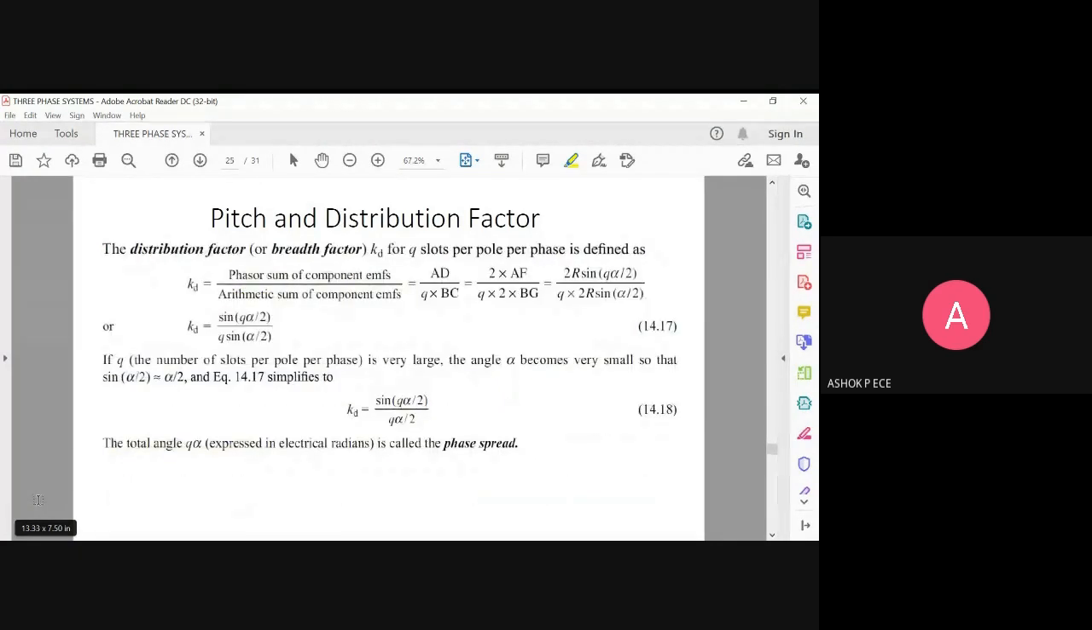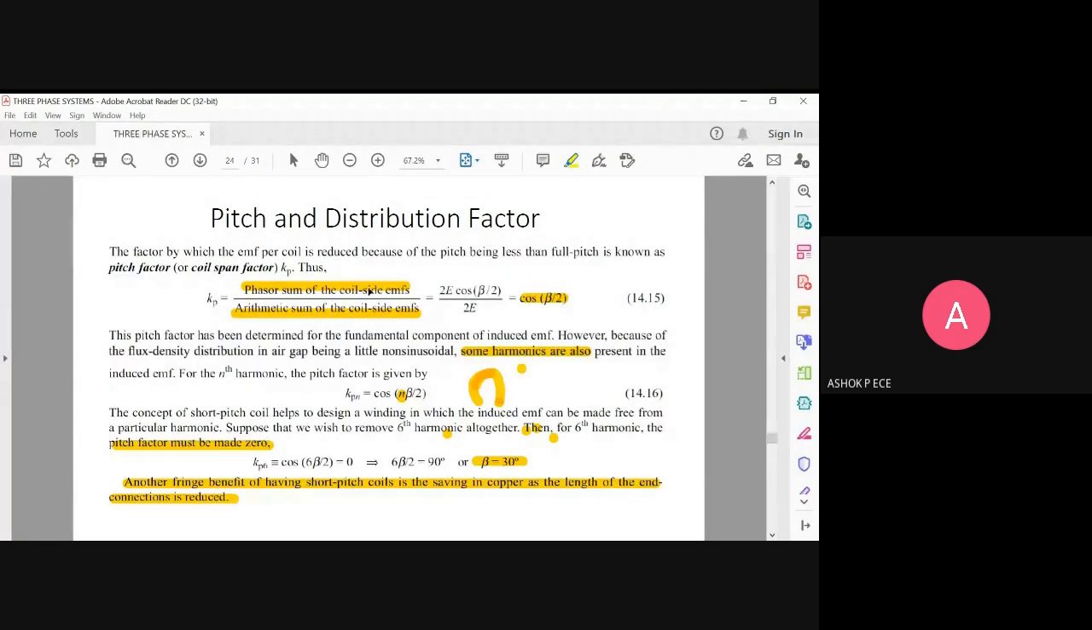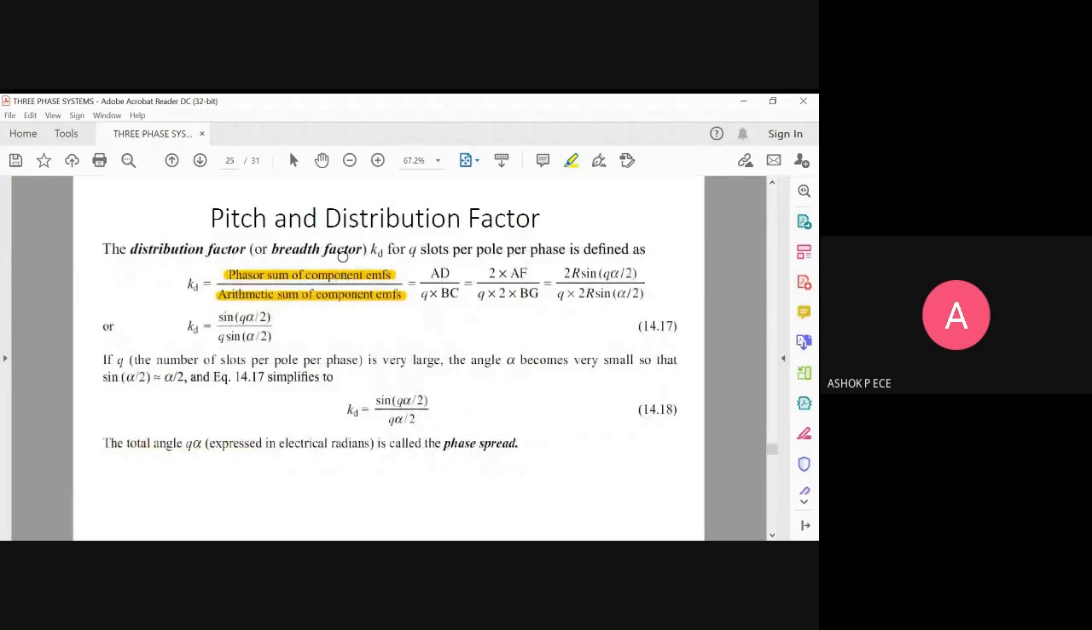And another one is the distribution factor. Distribution is how much EMF is distributed per slot. You know that you have many slots per pole and many conductors per slot. Over the conductors, the distribution of EMF is given by the distribution factor KD. KD is the phasor sum of component EMF divided by the arithmetic sum of component EMF. The definition is the same. Here it is component, because we are concerned with what the EMF is inside each conductor. KD, the formula, is sin(q alpha by 2) by q sin(alpha by 2).